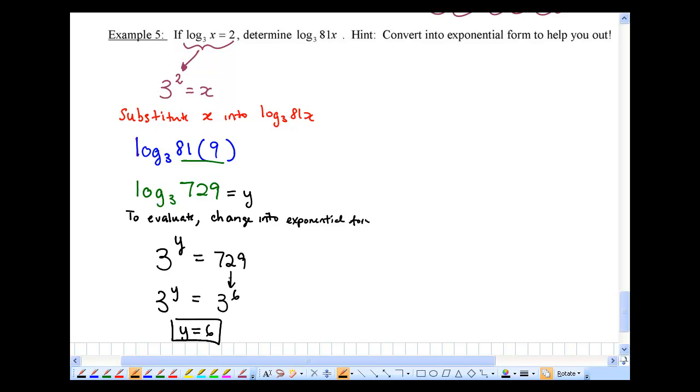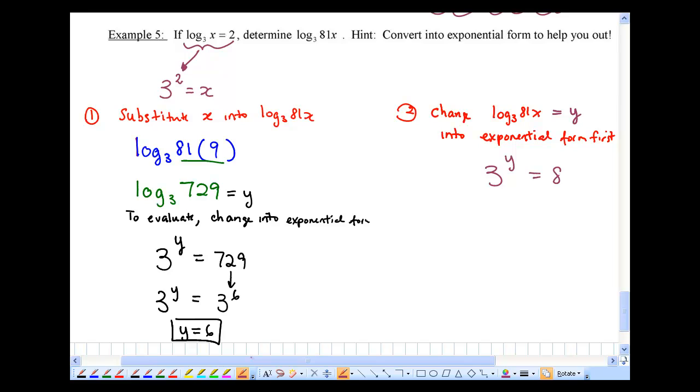Now you might be thinking, Mr. Lee, you left a whole bunch of space on the right-hand side. Why? Well, there's another way you can do it. So maybe method number 1 right now is to substitute like that. Maybe method number 2 is what I'm going to ask you to do: actually change log base 3 of 81x into exponential form first. So if we do that, I'm going to let this, of course, equal, let's say, y again, because that's what we're trying to solve for. So it'll be base 3 to the power of y equals 81x.